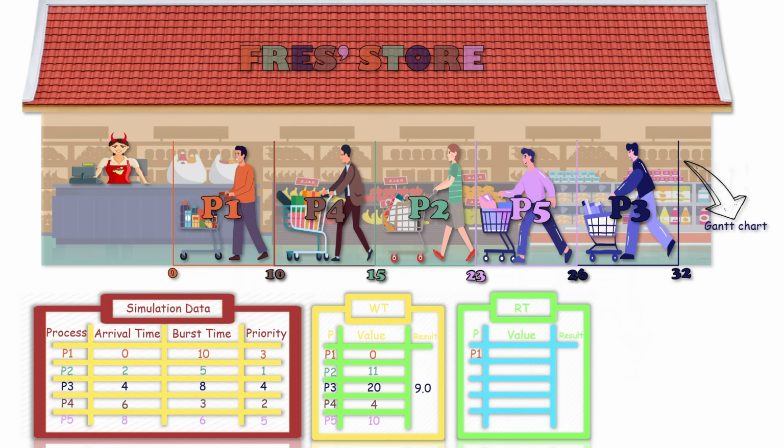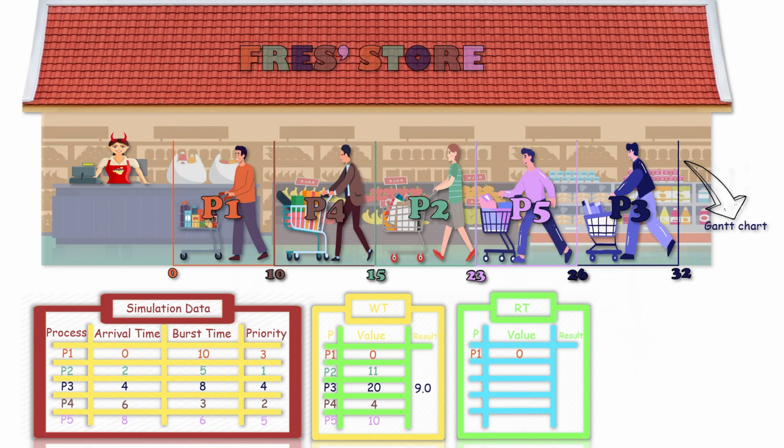Let's find the process 1 value. In process 1, it starts with 0, and the response time is calculated by start time, which is 0, minus arrival time, which is 0, and we get the result 0. Put the result in the data, and let's find process 2 value.